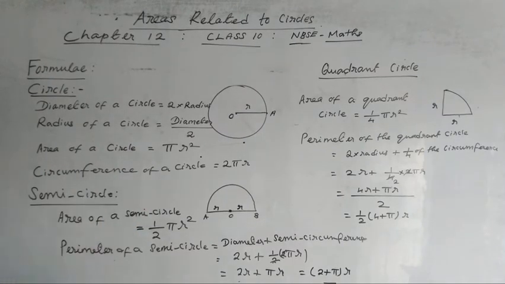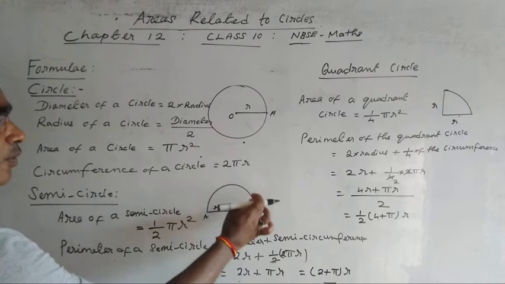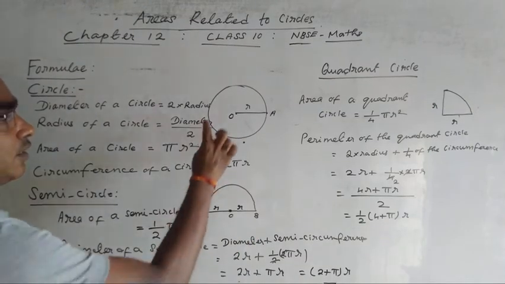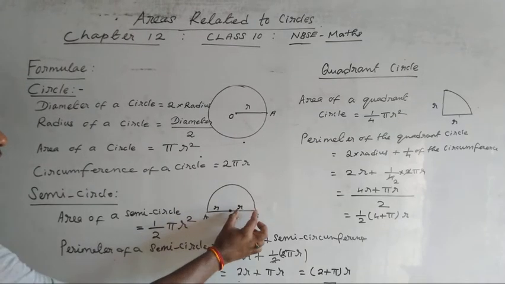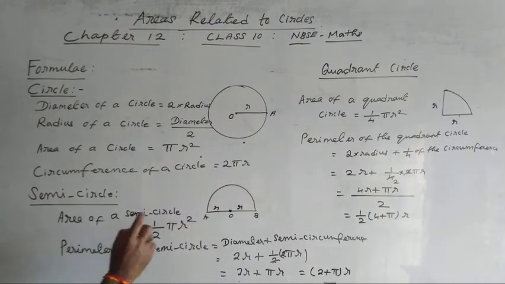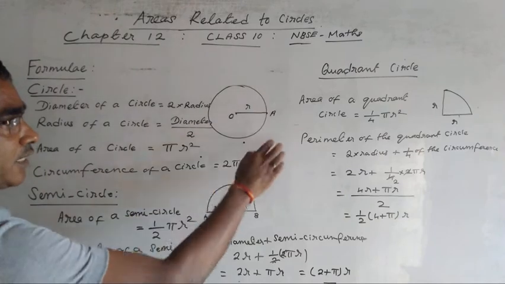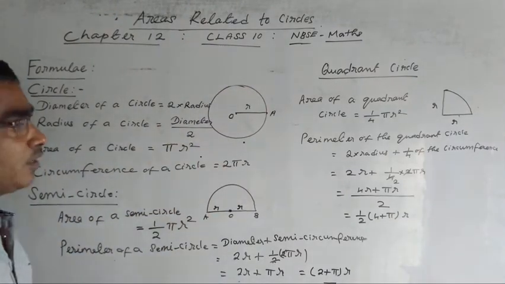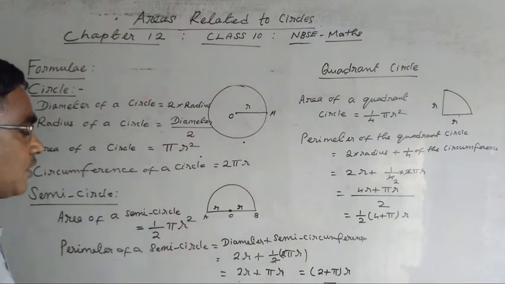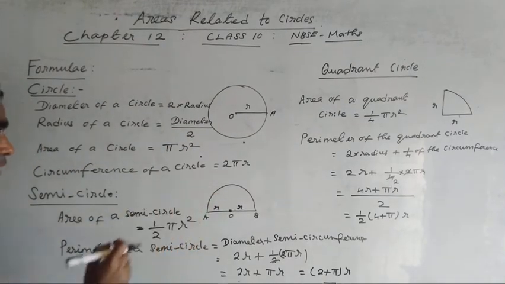Again, semicircle. Semicircle means half of the circle. A circle cut into 2 pieces, half is called a semicircle. So this is a radius, OA is radius, OB is radius. So area of the semicircle: whatever the whole circle area may be, it's half of the circle. So half of pi r squared, that is pi r squared divided by 2, is the area of the semicircle.